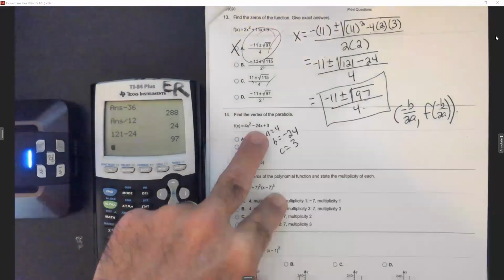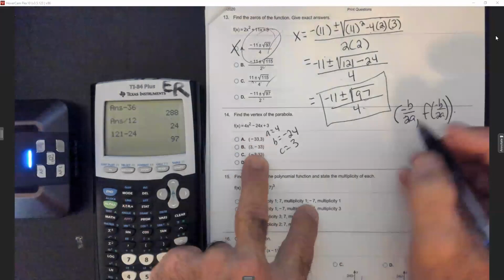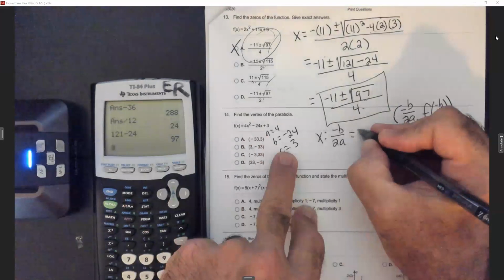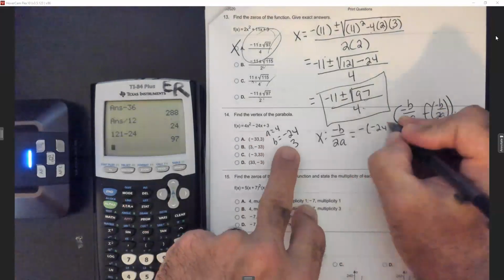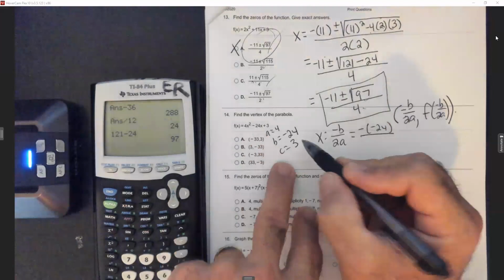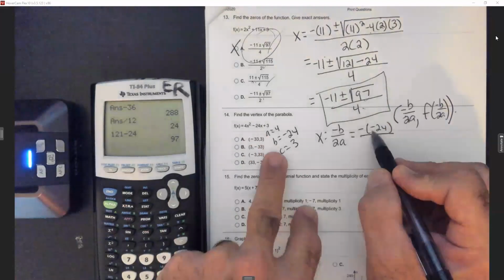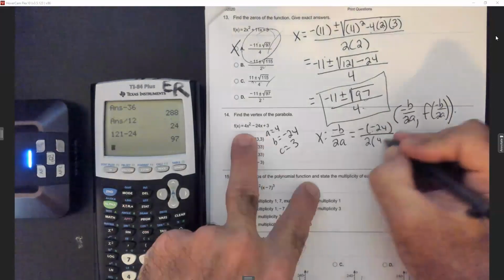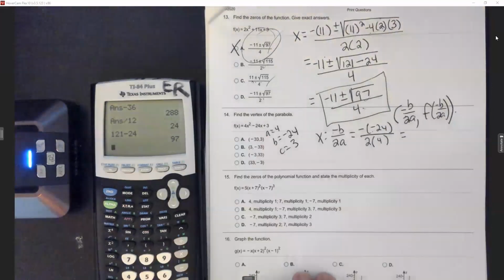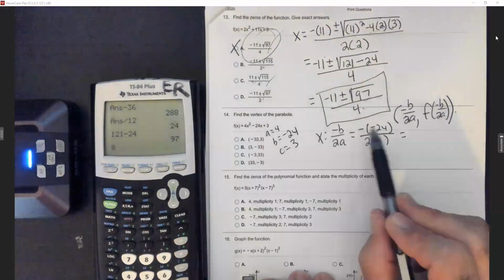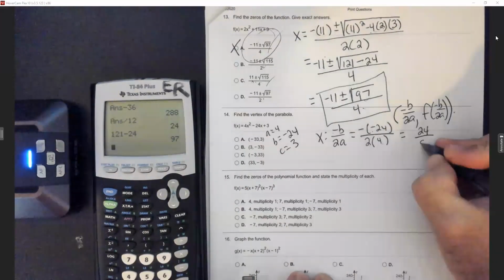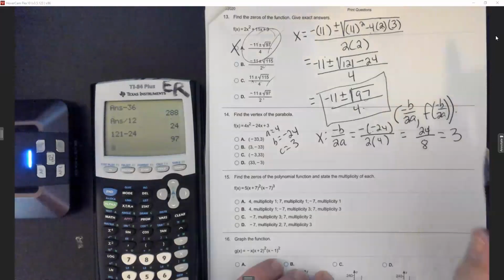So let's plug in for the x. We're going to do negative b over 2a, which is negative negative 24. So if your b is negative, that negative is going to change it to a positive. And then on the bottom is 2 times a, which was a 4. So you always had a negative times negative makes that a positive 24. 2 times 4 is 8. And then 24 divided by 8 gives me a 3. So the x value is 3.